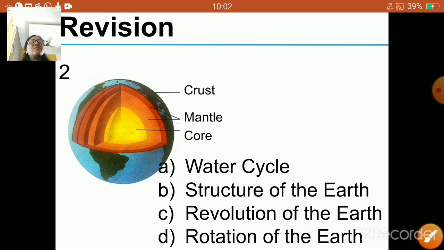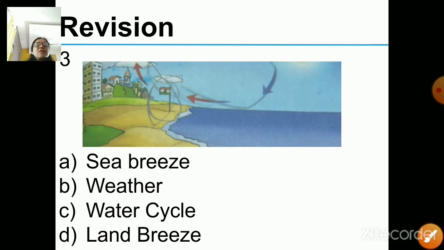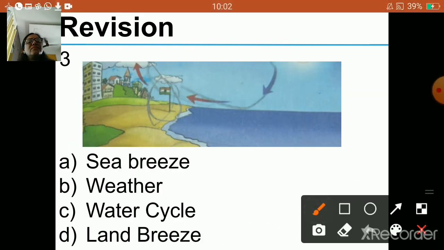Yes, fine. Next one, see here, look at the picture nicely. Sea breeze, weather, water cycle or land breeze. Yes, it is a sea breeze. Why? Because it is daytime. Sea breeze flows in the daytime. So this is the correct option here. Right, children? It is not land breeze, it is not a water cycle, neither weather.